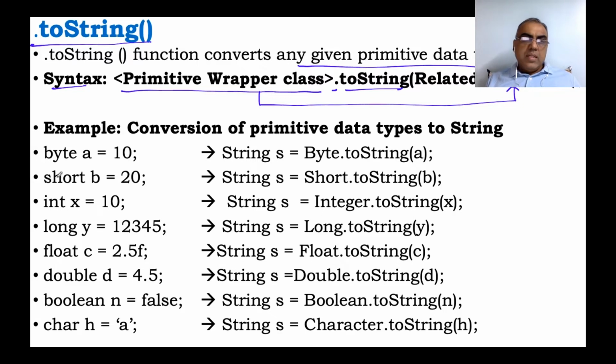For example, say I have byte a is equal to 10 being stored. I want to convert this 10 into string. I will say String s is equal to Byte, which is my wrapper class for byte with B capital, dot toString is my function, and I apply a. So computer will take the value of a over here as 10. So now s has become 10 stored into a string.